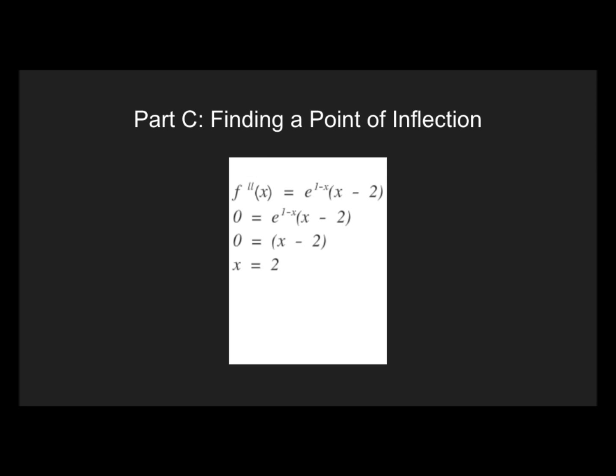Part C is just asking us to find a point of inflection. So this is when the concavity of the function shifts. To do this, we set the second derivative equal to 0. And this is why we did the second derivative test in the first part, because now we know what the second derivative is. When we set the second derivative equal to 0, we see e to the 1 minus x times x minus 2 is equal to 0. And once again, e to the 1 minus x is never equal to 0, so we just evaluate the second part. And we find that there's a point of inflection when x equals 2.